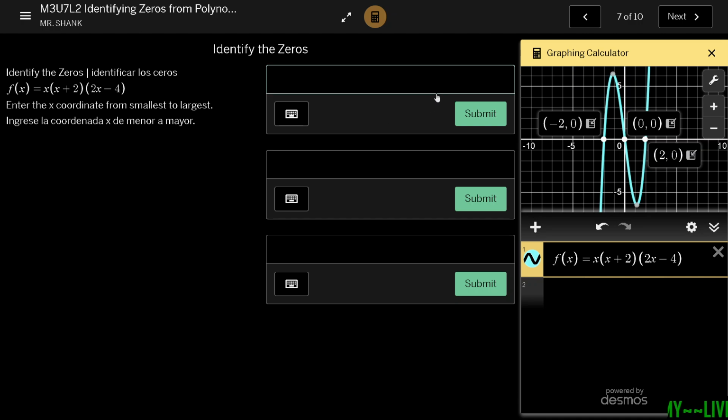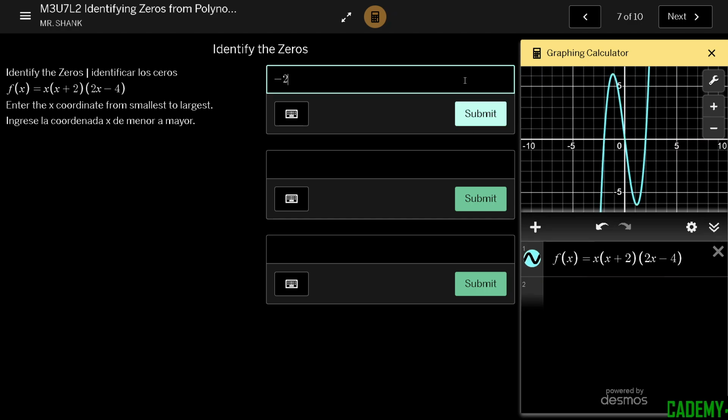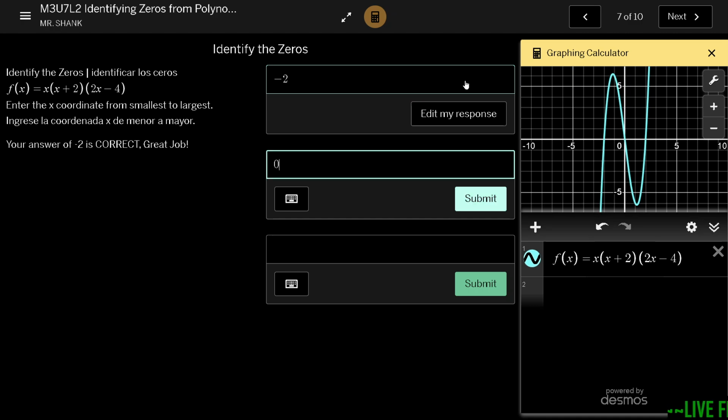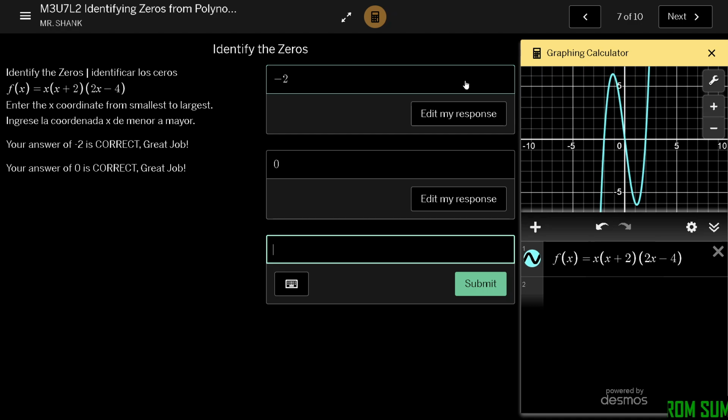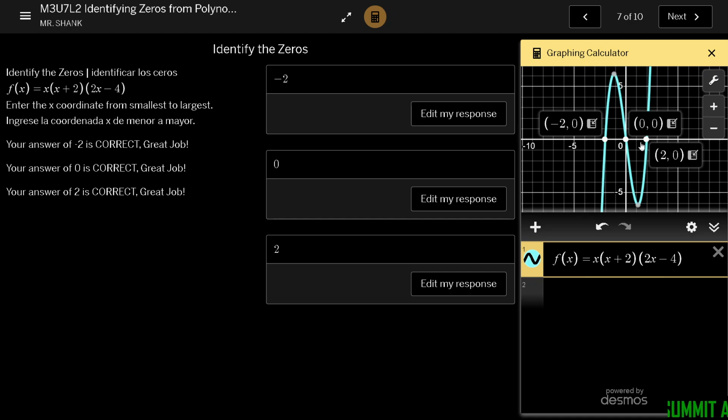So there's my 3 x-intercepts, exactly like I said: -2, +2, and 0. Let me put them in order. I'm going to say -2, and then 0, and then +2 as my 3 answers. Again, notice how on my curve I have 3 places where it hits the x-axis. That's how I'm identifying where my x-intercepts are. It's where the curve hits the x-axis. It is where my y values, or my function, is equal to 0.